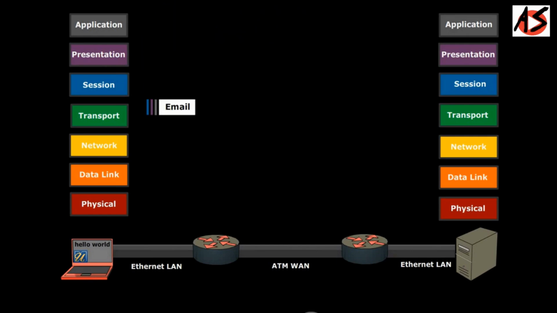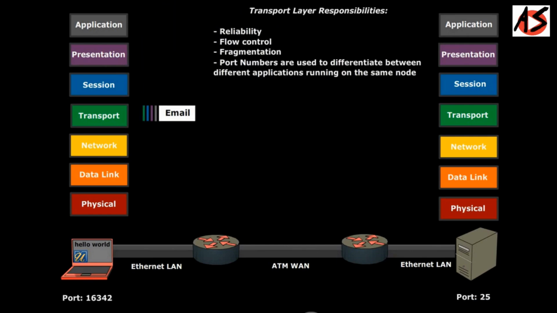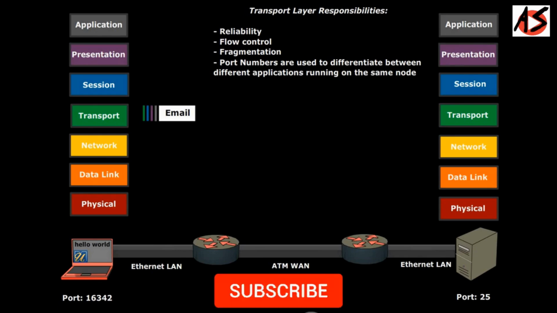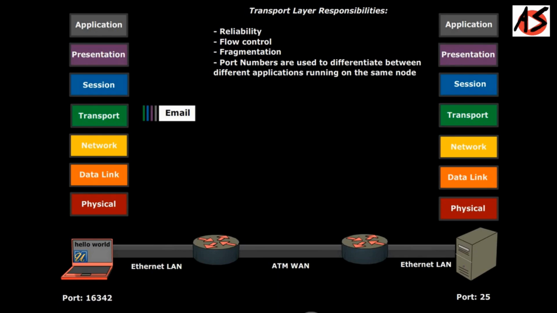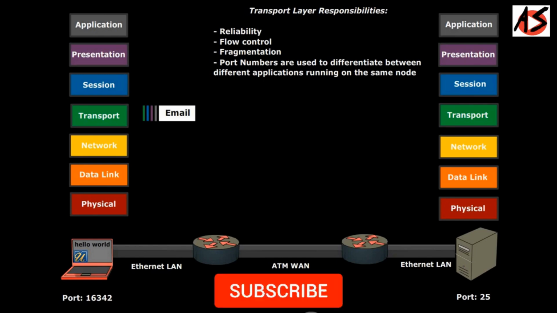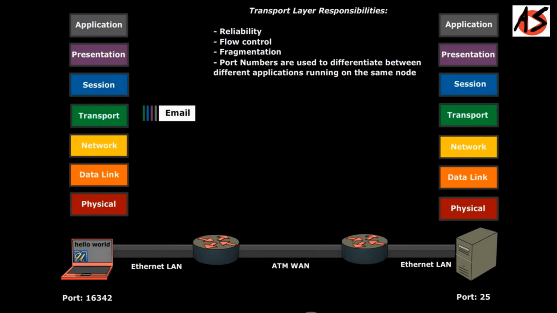The data now goes to the next layer called the transport layer. The transport layer gives reliability in the communication, flow control for avoiding congestion, and fragmentation of data. There are many applications running on our computer. Each application process uses a unique port number. In our example, suppose our email application is using port number 16342. We will send this to the email server, which commonly uses port 25.